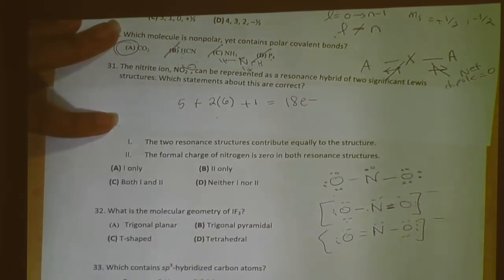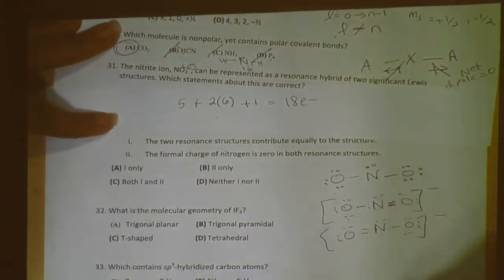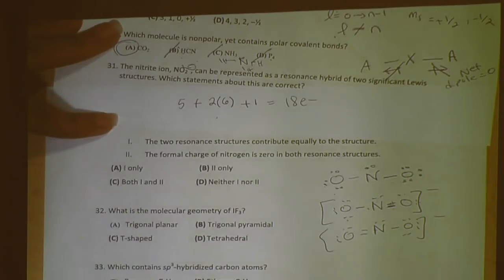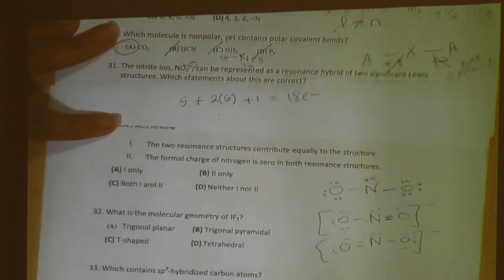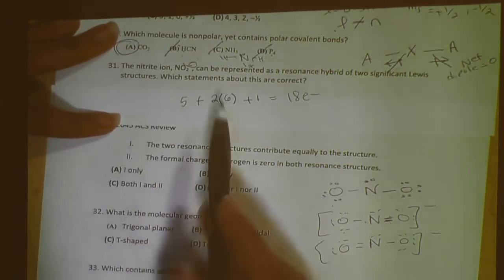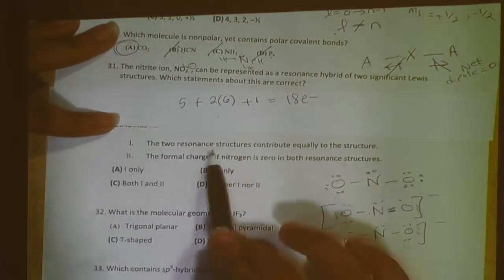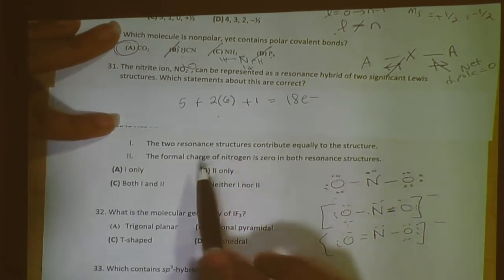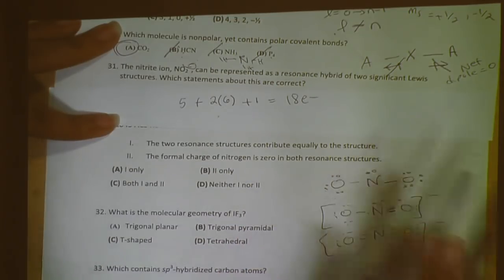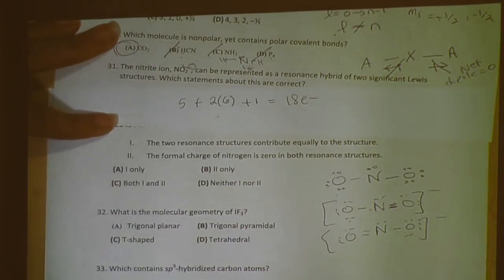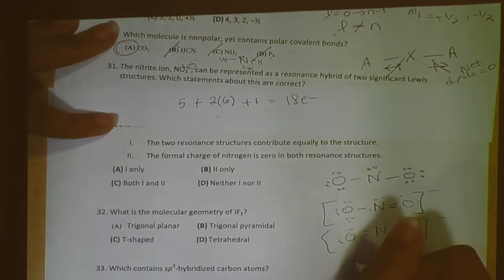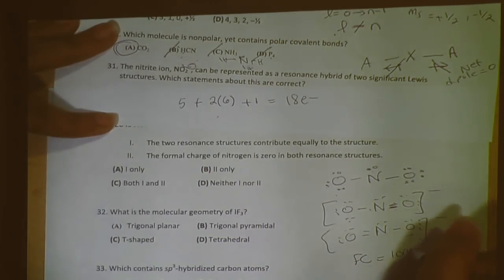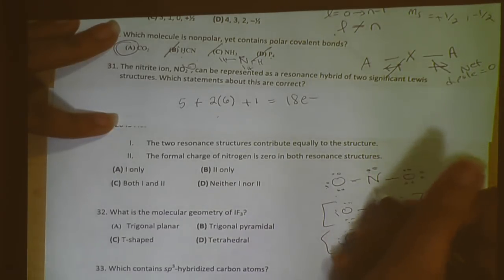But with resonance, you can move the electrons, so these are technically all resonance. Resonance means that you move the electrons or you move the double bonds, because the double bonds are an indication of electrons. So the question is asking, which 2 statements about this are correct? The 2 resonance structures contribute equally to the structure. The formal charge of nitrogen is 0 in both resonance structures. So let's look at the formal charges of nitrogen. Here it's 1, 2, 3. Formal charge is lone pair electrons, or I call it dots, plus lines. So here I have 1, 2, 3, 4. So you have 5 minus 4.